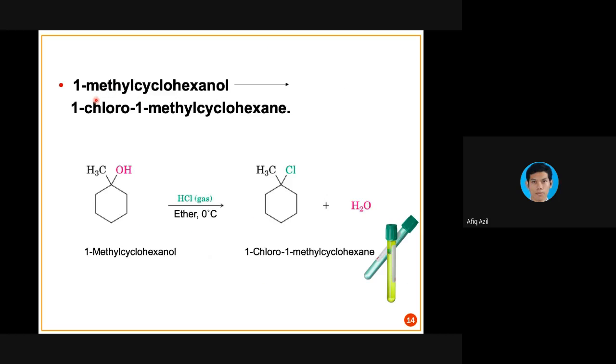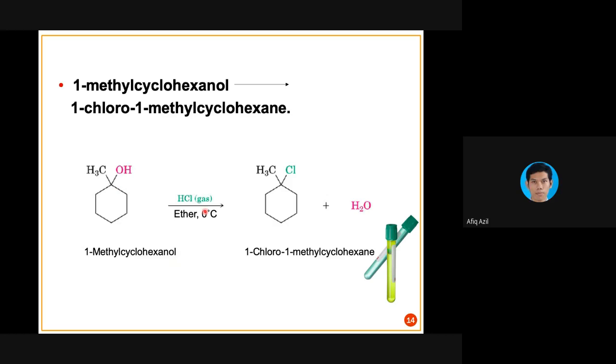For example, we have a cyclic alkane. So this is a cyclic alkane with an OH group, so a cyclic alcohol. The name here is 1-methyl cyclohexanol. This is 6 carbons in a cyclic form, so it would be cyclohexane. But then again, you have the OH group over here. That's why the name becomes cyclohexanol. And this methyl group is at carbon number 1. So, 1-methyl cyclohexanol.